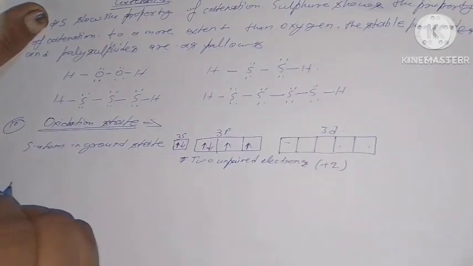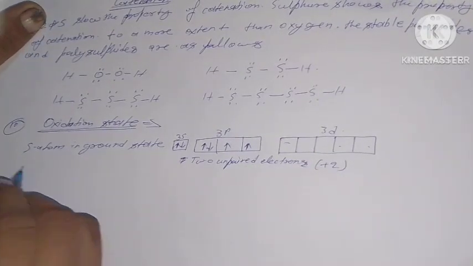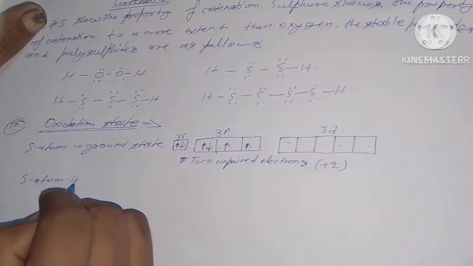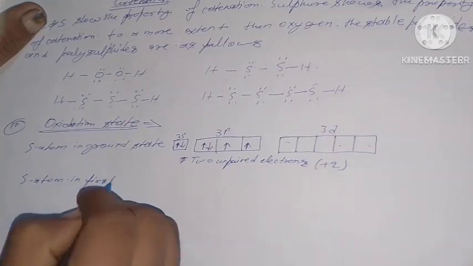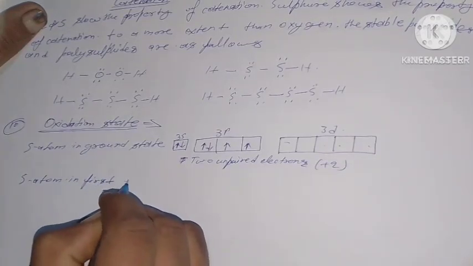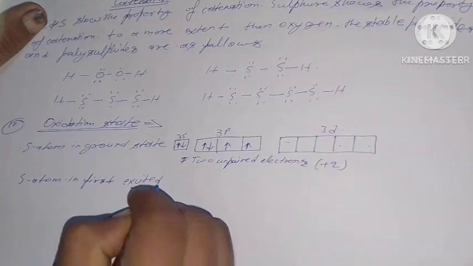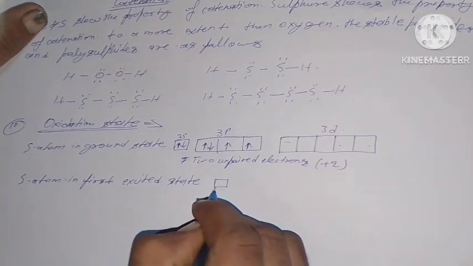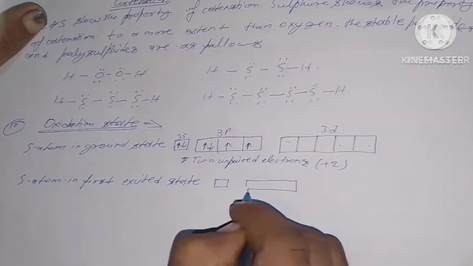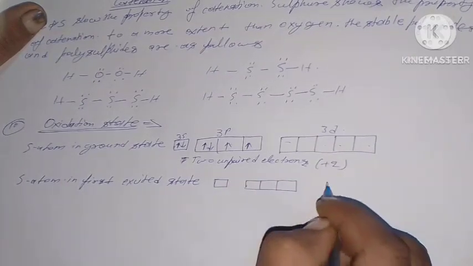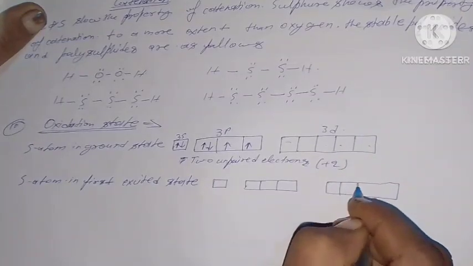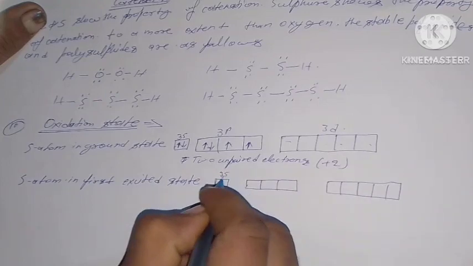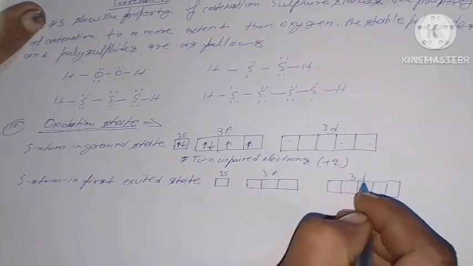And the sulfur atom in first excited state. This is 3s, 3p, and 3d.